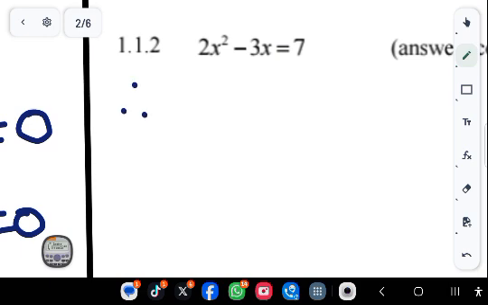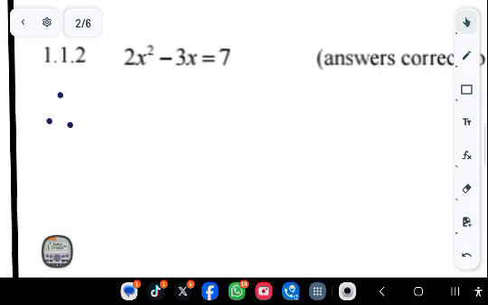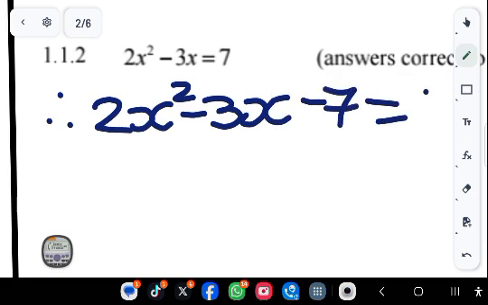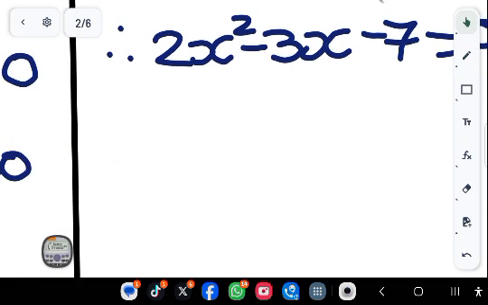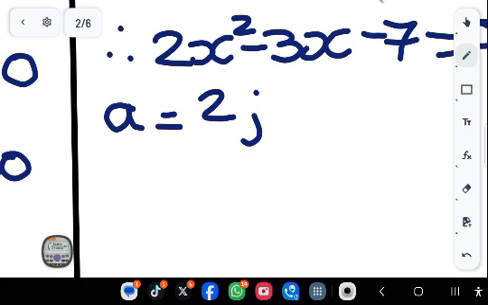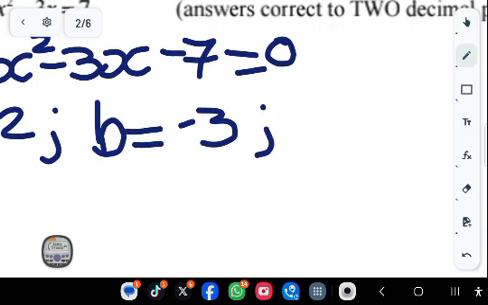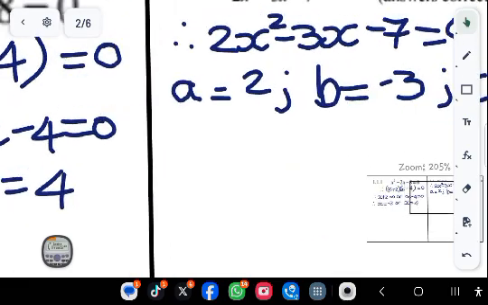So the first thing you do is leave this in standard format. Take everything from the left hand side to the right hand side, so you can know what your A, B, and C are. That's what you need in order to put into the formula. A is the coefficient of x squared, B is the coefficient of x, and C is the constant, which is negative 7. And now you put it all into the formula.